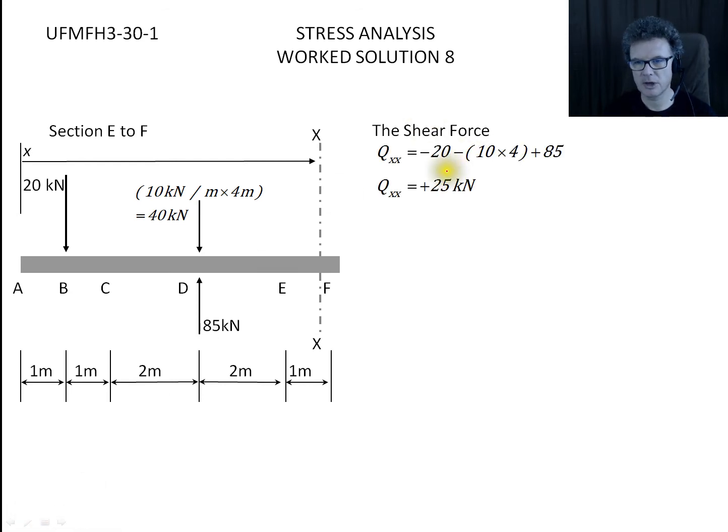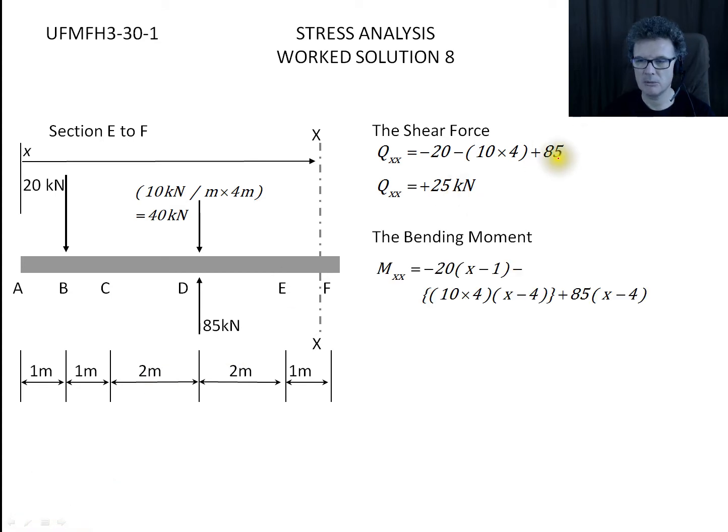So the shear force diagram becomes straightforward. I can see a minus 20 going left of me. I can see an 85 going upwards, and then with the UDL, which is 10 and 4 meters long, overall it's going to give me minus 40 there. So the value that I want to plot for the Q graph is going to be 25.